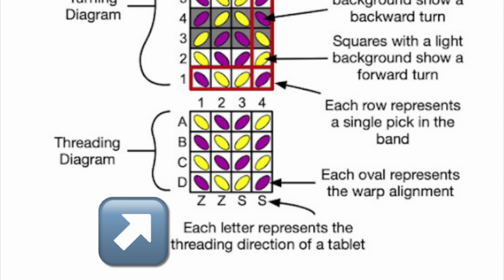Cards 1 and 2 have a letter Z below them. That means your thread is going to go from right to left through the card. 3 and 4 have an S underneath it, so that means those threads are going to go left to right. The oval slant still represents the slant of the tablet when the warp is on a loom.